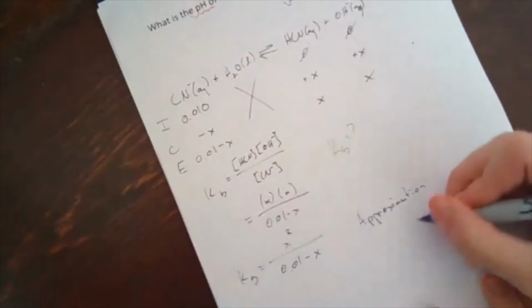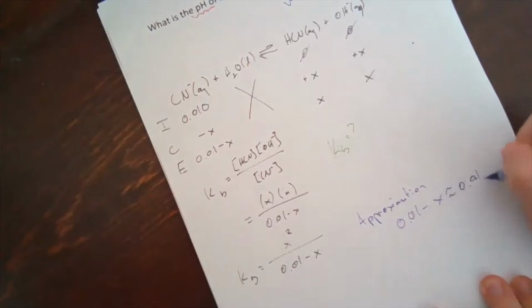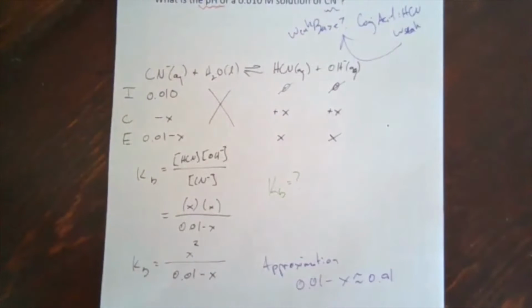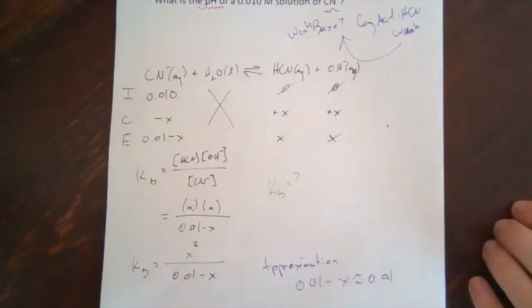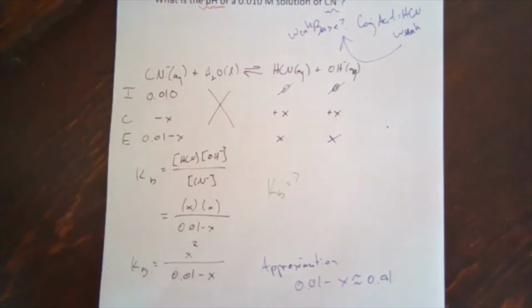So we know for the approximation, we're probably going to be able to say 0.01 minus X is just going to be equal to 0.01. And so that would help our algebra. That would help us deal with this side. We also need to deal with the other side of the equation. We need to plug in a value for Kb. At some point in time, I'm going to need to do that.